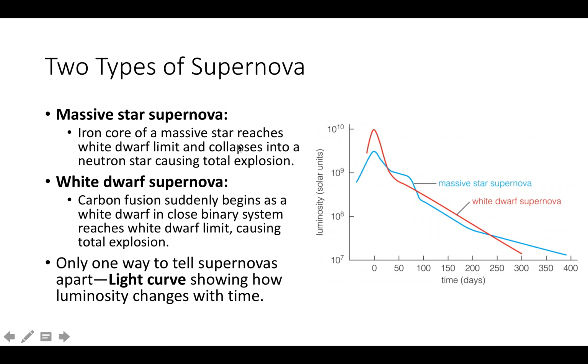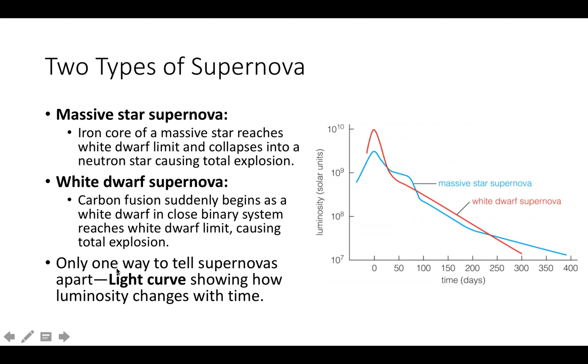Now, there are 2 types of supernovas: massive star supernovas and white dwarf supernovas. And so massive stars, total explosion. An iron core starts to form. So, you know, hydrogen forms helium, and helium starts to form some heavier elements in the periodic table. And once you start to get to iron, then you're getting pretty close to a supernova. So it reaches its white dwarf limit, it collapses upon itself in this total explosion.